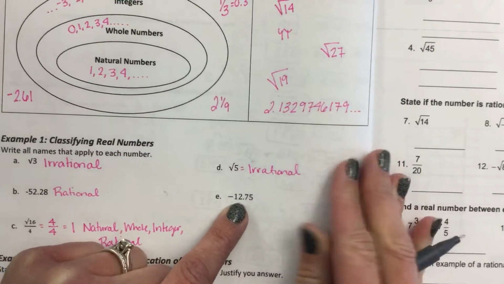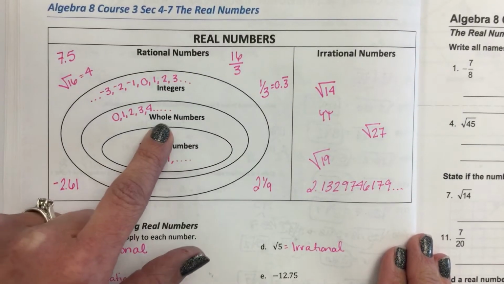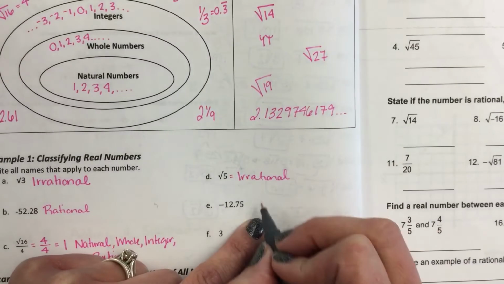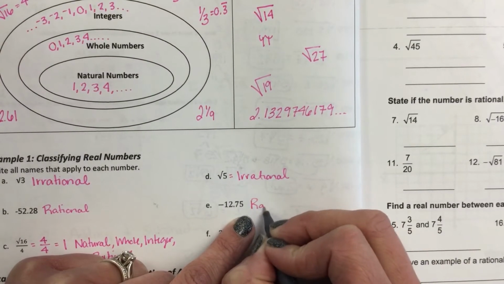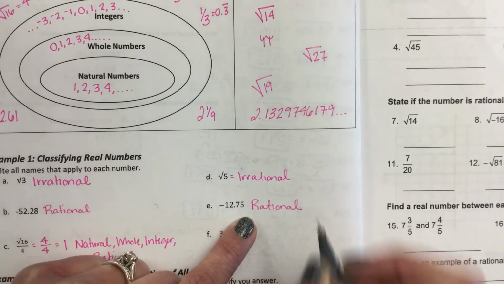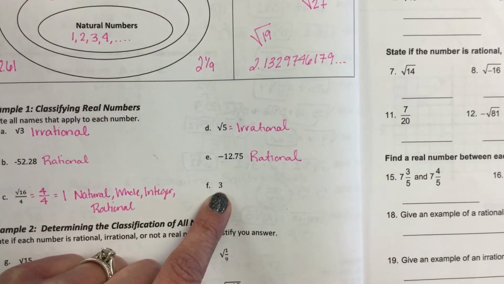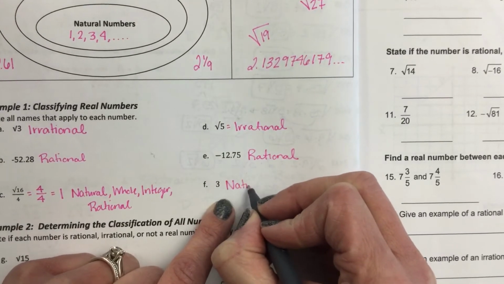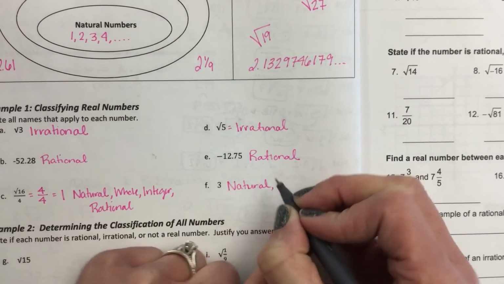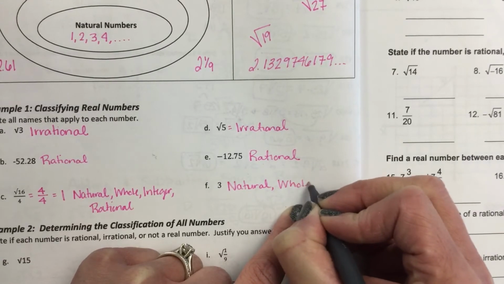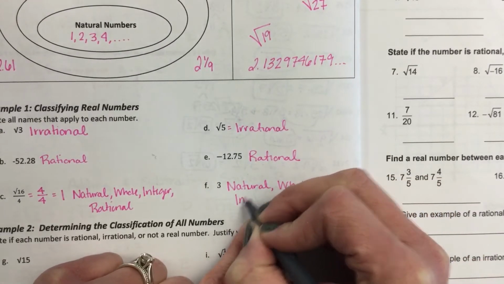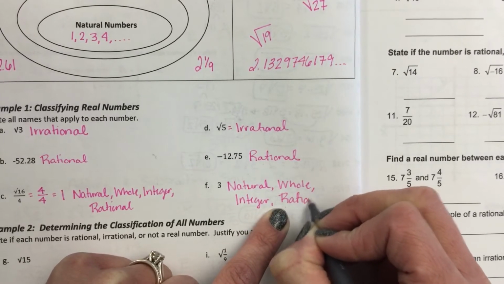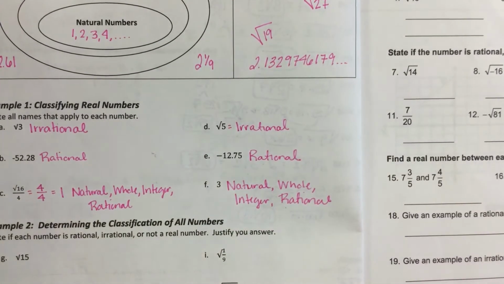Negative 12.75, it's not natural, it's not whole, it's not an integer because it's got that decimal, but it is rational, it makes sense. And then 3. 3 is just a nice number. So again, that's our natural, our whole, our integer, and our rational. So that's classifying.